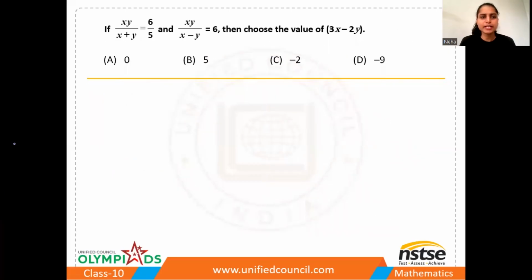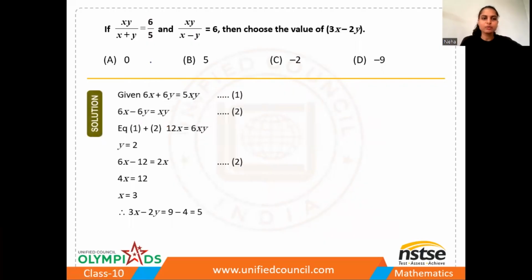Okay, perfect. This is your next question, my dear student. The next question says that xy over x plus y is equal to 6 upon 5 and xy over x minus y is equal to 6, and find the value of 3x minus 2y. Alright, so some calculation is there, nothing else. The rest of the question is very easy. So let me show you the calculations here.